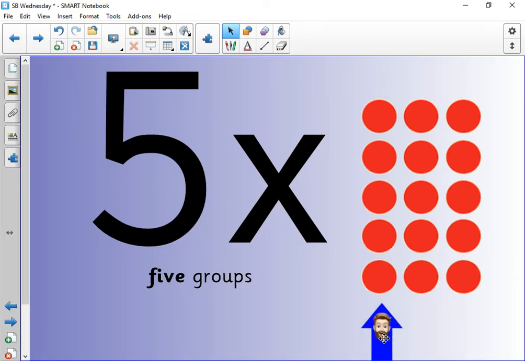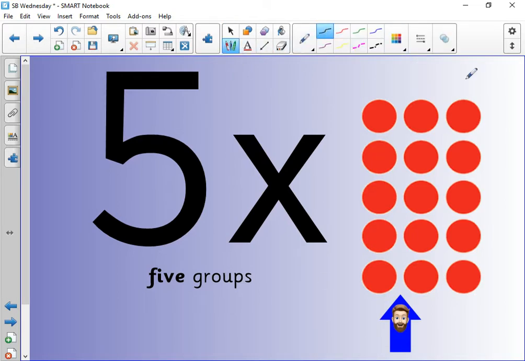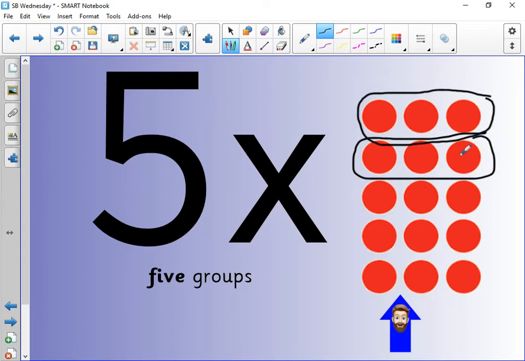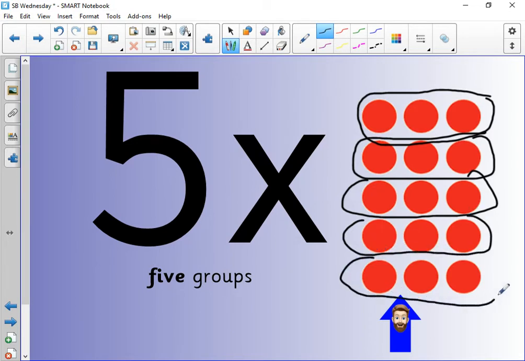Are the 5 groups vertically in columns or horizontally in rows? I need 5 groups altogether. Are they in rows or columns? Well, let's see. The 5 groups are in rows. There's the first group, the second group, the third group, the fourth group, and the fifth group. 1, 2, 3, 4, 5 groups.